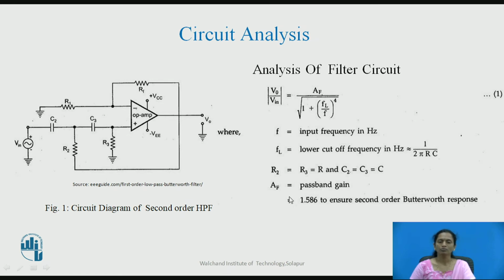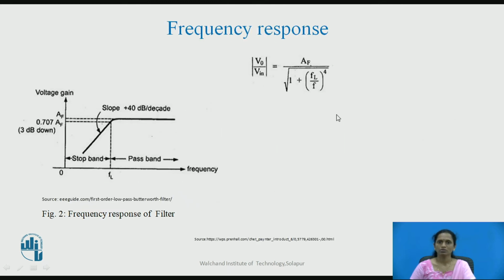When you do so, you will obtain a very sharp cutoff in the frequency response. You will obtain a gradually increasing voltage gain in the stop band, reaching at the rate of 40 dB per decade, and that is possible with the help of this pass band gain. You know V0 upon Vin equals AF by the square root of 1 plus FL by F, so we can conclude that the slope is now 40 dB per decade. This is your stop band frequency range, and this is the pass band frequency range.